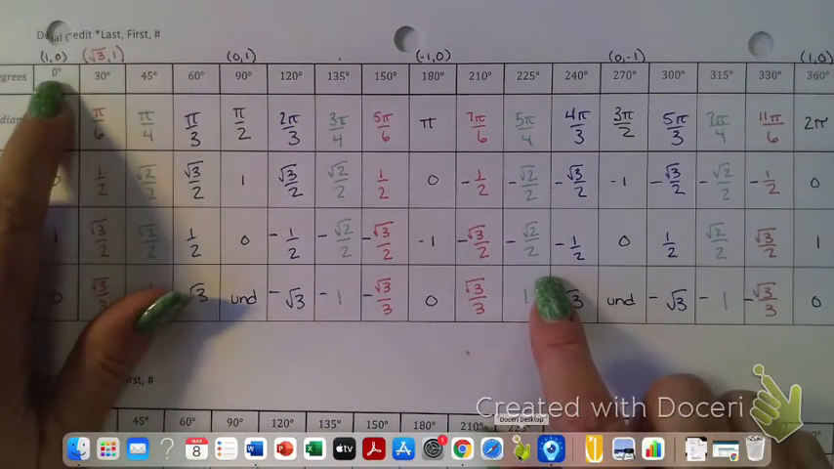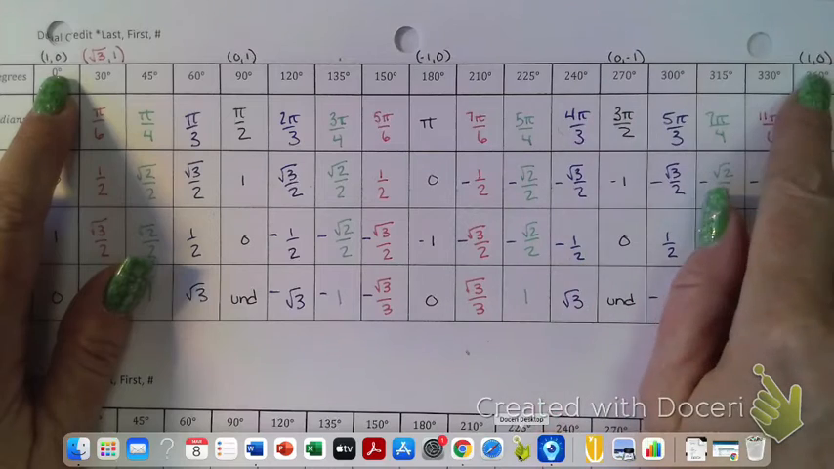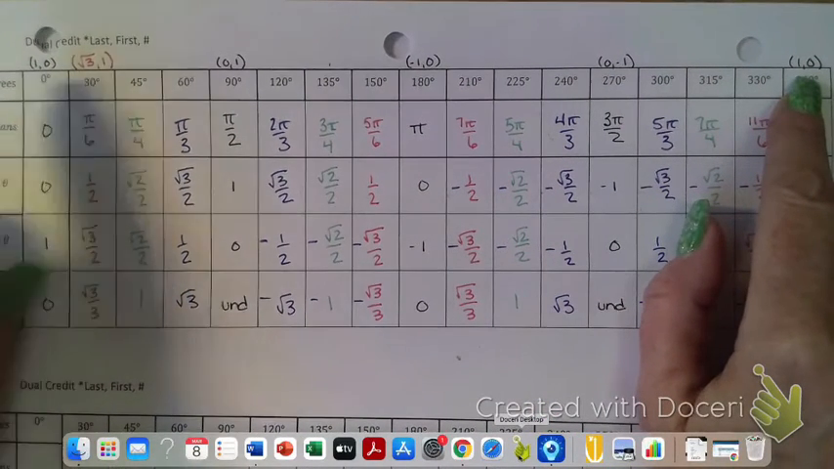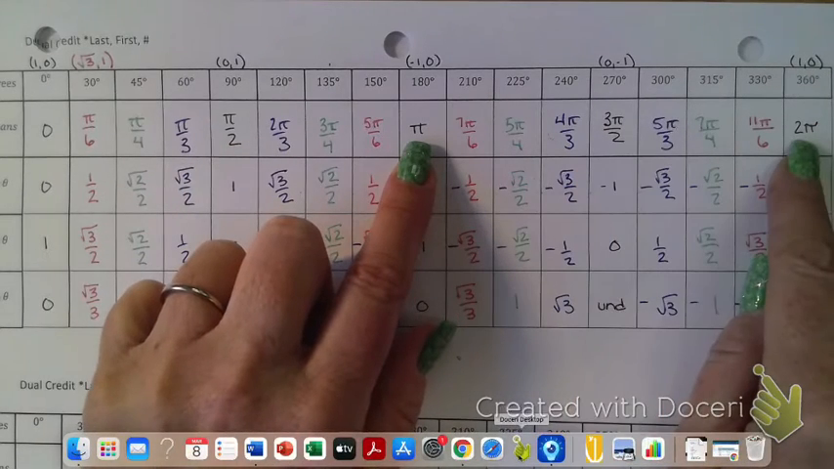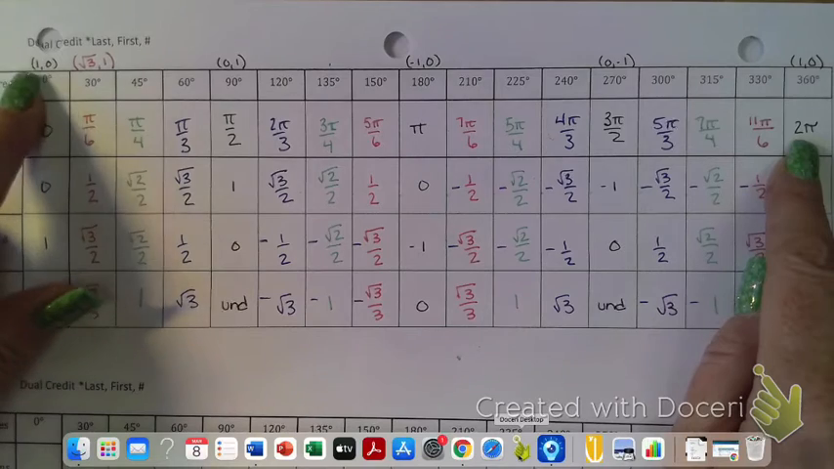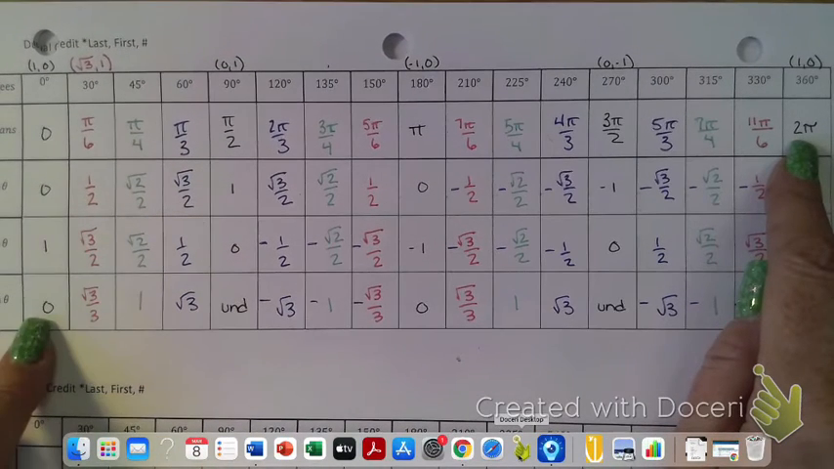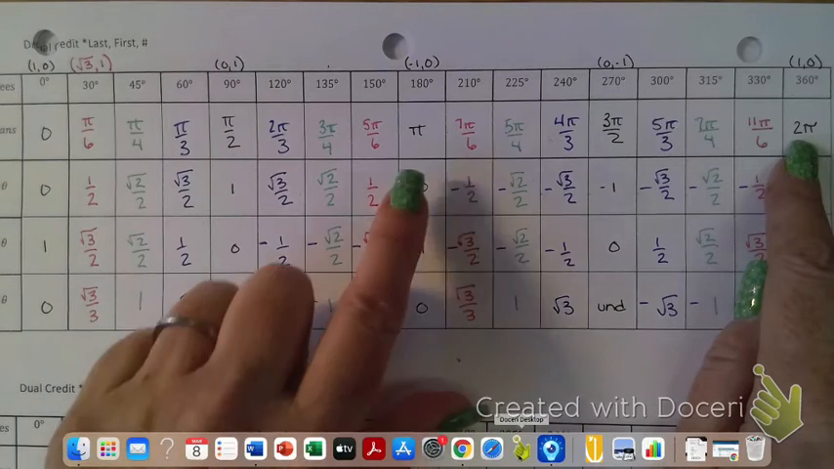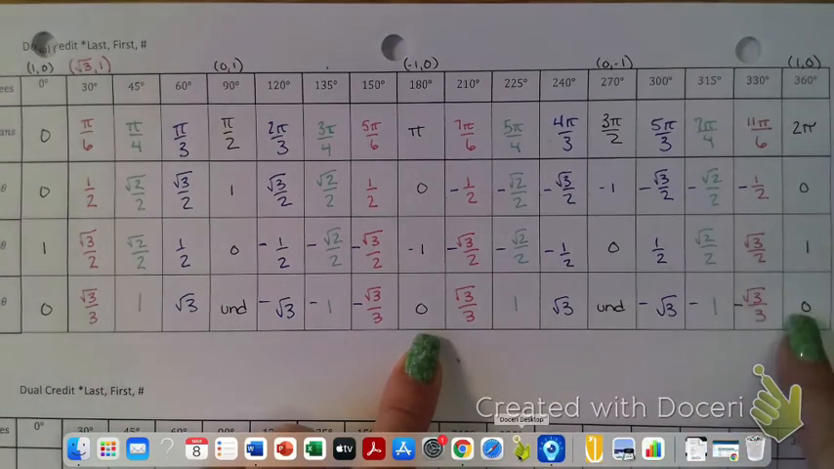So I put my points: 1, 0; 0, 1; negative 1, 0; 0, negative 1; 1, 0. I just wrote my quadrantal points there: 0, pi over 2, pi, 3 pi over 2, and 2 pi. And then I went, sine is my y, x is my cosine, correct? So 0, 1, 0, 1, 0, undefined, 0, negative 1, 0, negative 1, 0, undefined, 0, 1, 0.